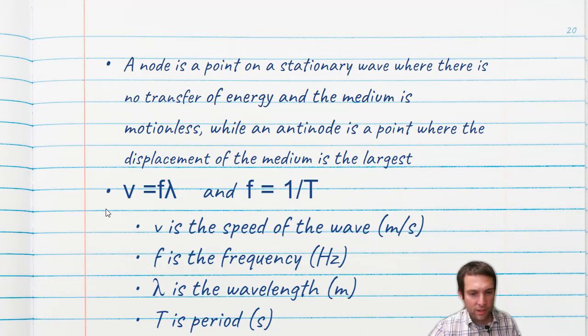We have one equation, which is V equals F times this funny looking Greek letter. This Greek letter is lambda. We also have F equals 1 over capital T.